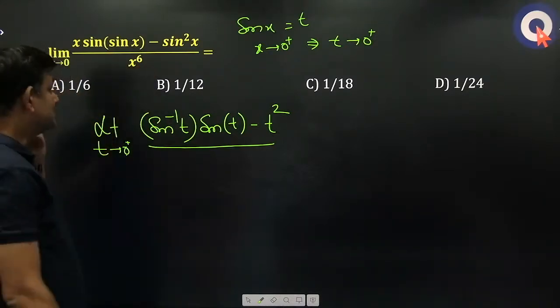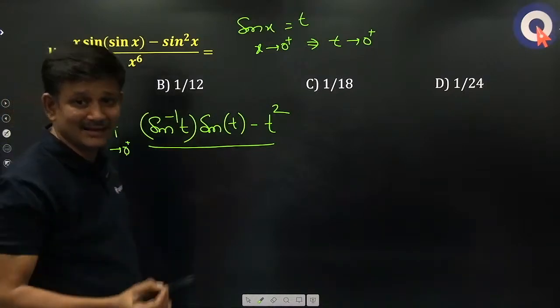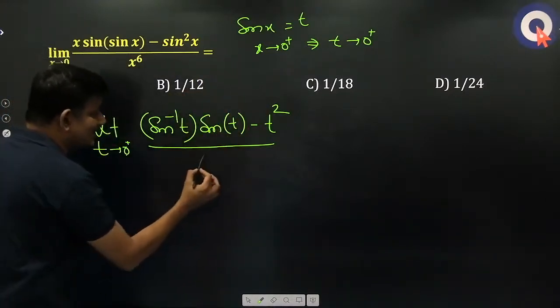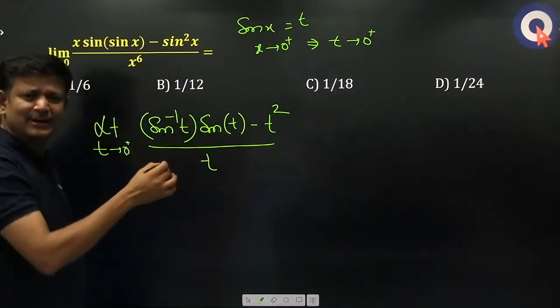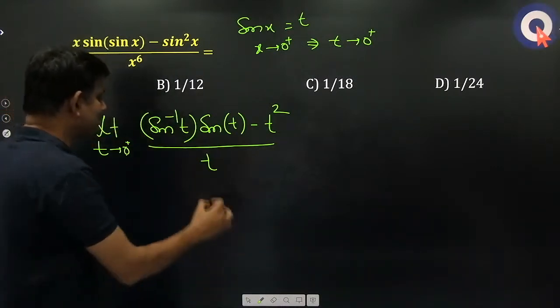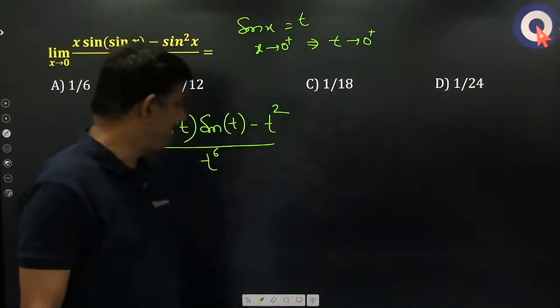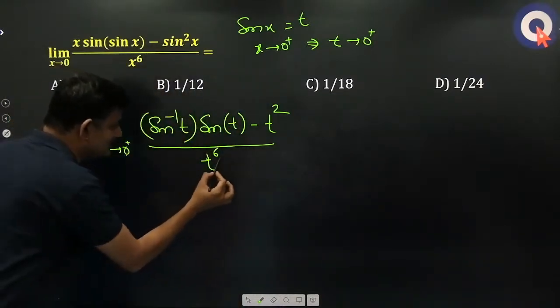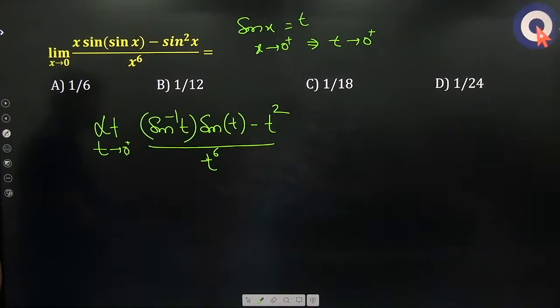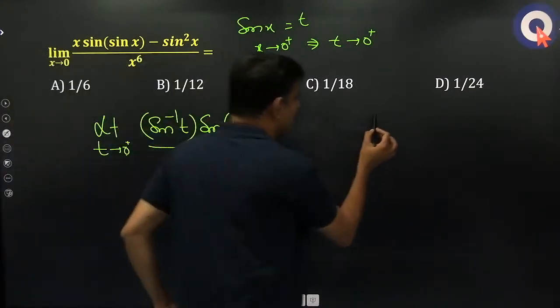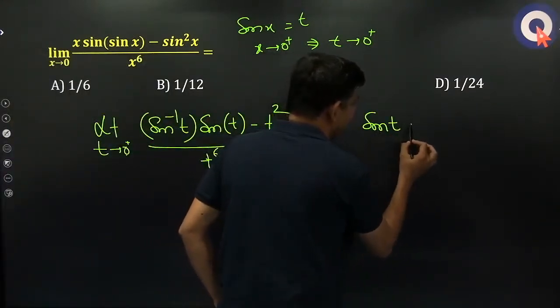In a product, sin inverse t can always be written as t, or divide by t power 6 and multiply by t power 6. Sin inverse t by t limit will be 1. Happily you can replace it by 1. So this is that simple limit now. You know the expansion of sin t. What is it?